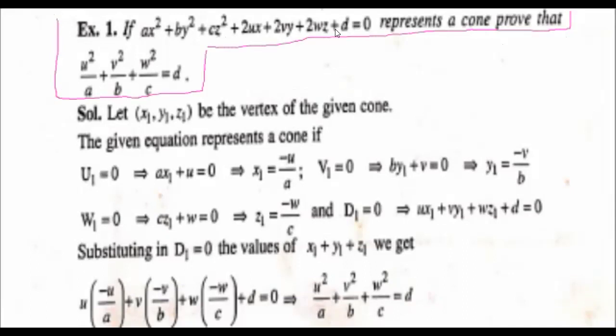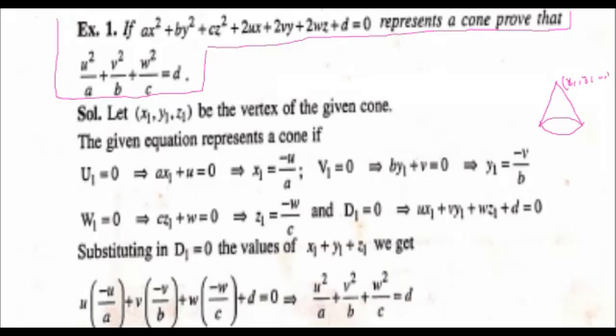Now, in order to prove this, let x1, y1, z1 be the vertex of the given cone. Definitely, if you consider the cone, automatically what is going to happen? Let us say the vertex of the cone is x1, y1, z1. So we have x1, y1 and z1 as the vertex. Then what are the conditions? u1 equal to 0. This is okay.